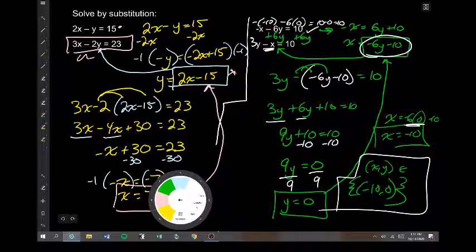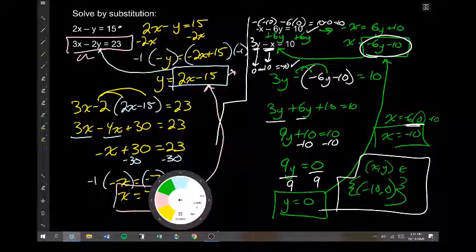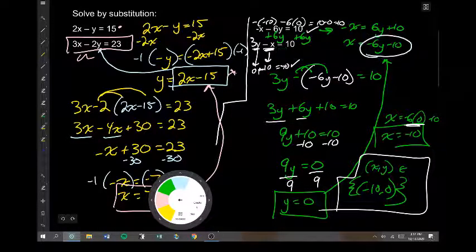Same thing here. We plug in negative 10, that becomes a 10. We plug in a 0, that becomes a 0. 0 plus 10, or sorry, 0 minus 10 is negative 10, which checks. This is a plus, sorry, plus 10. Cool.